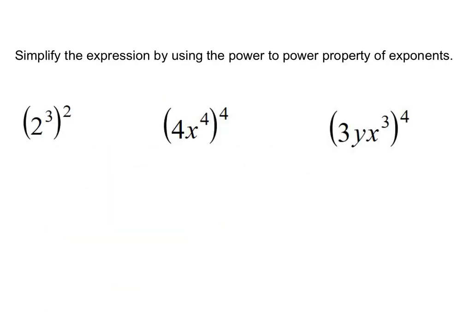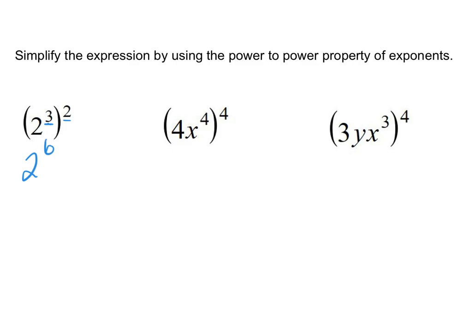Here we have a few examples of using the power to a power property. In my first one, we have 2 to the 3rd power, and that is raised to the 2nd power. Because we have a power to a power, we can go ahead and keep the base the same. So we're going to have 2, but our new exponent is going to be 3 times 2, which is 6.